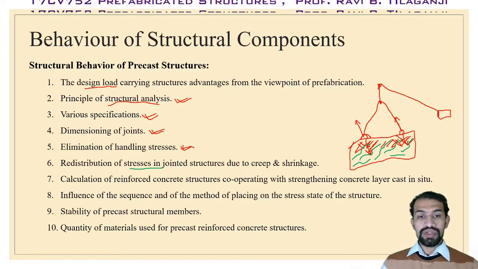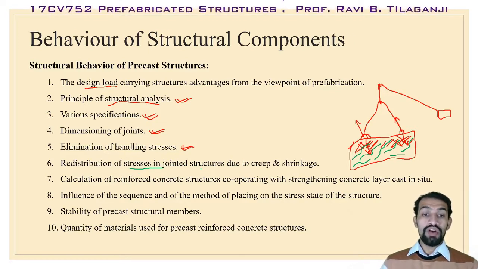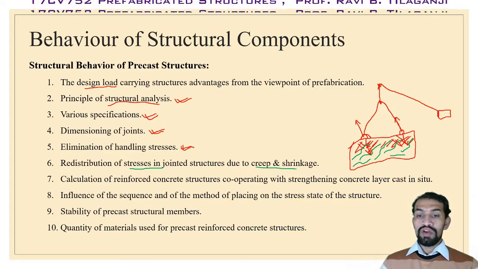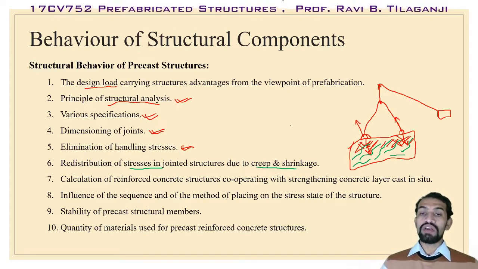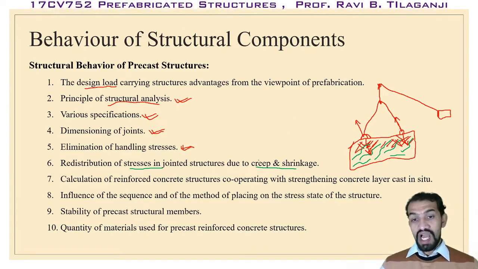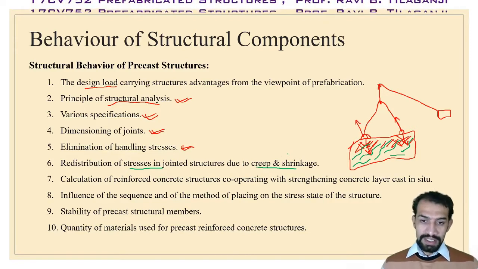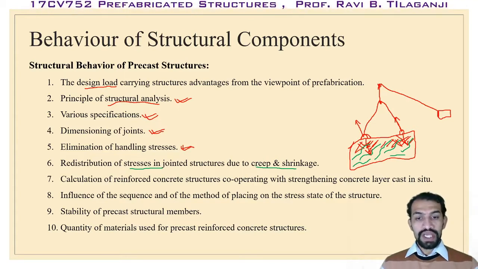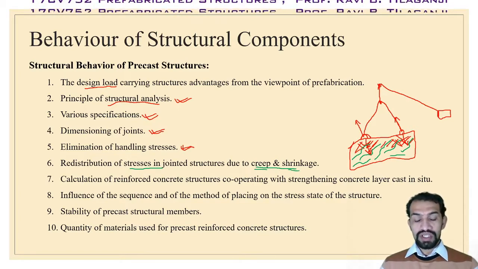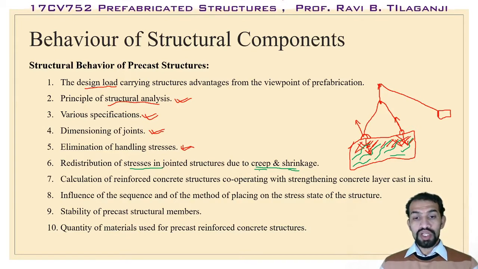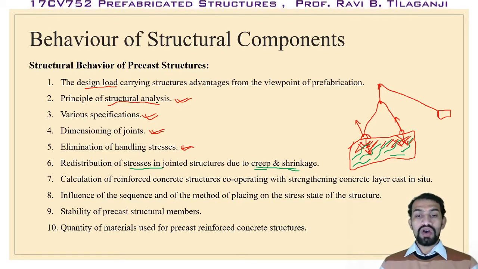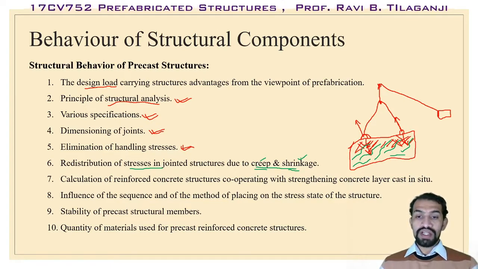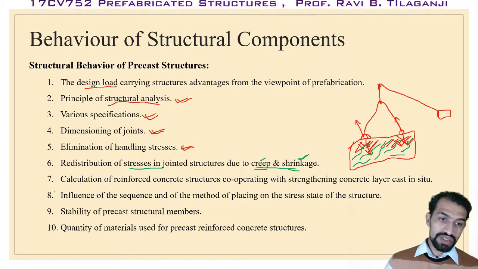How the stresses will be redistributed for the jointed structure due to creep and shrinkage. Creep and shrinkage is a long time variation. Long time variation means after one year, not less than a year. After a year or more, depending upon the kind of stresses occurring, we can say this is creep or this is shrinkage. Whatever is due to superimposed load, when small deflection or cracks happen, that time we can say creep, and any dimensional changes, we can say shrinkage of the dimensions.